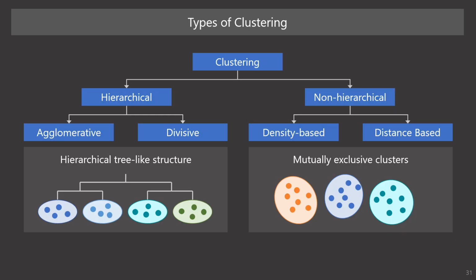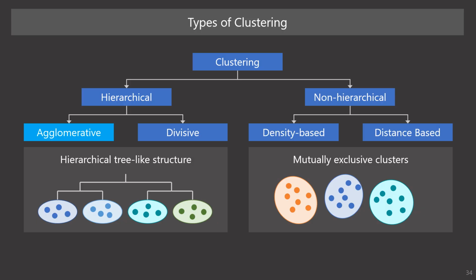There are various types of clustering algorithms. Broadly, they can be classified into hierarchical clustering and non-hierarchical clustering. Hierarchical clustering divides data into clusters with a hierarchical tree-like structure. That is, individual clusters can be integrated into more broad clusters. Hierarchical clustering can be further classified into agglomerative and divisive clustering.